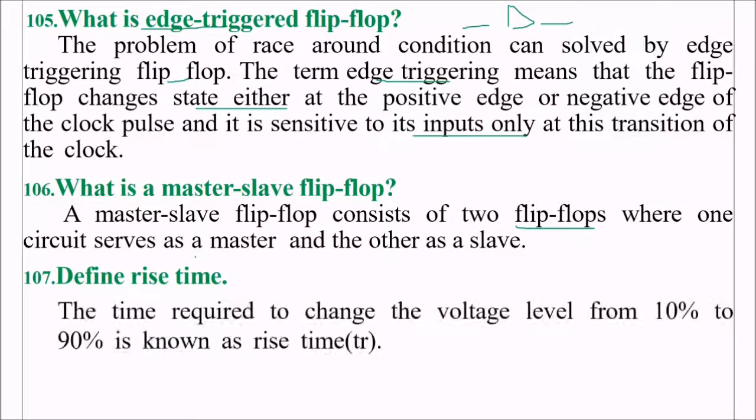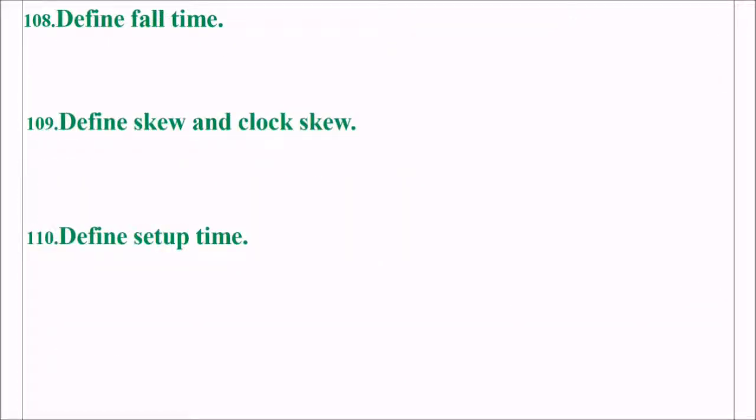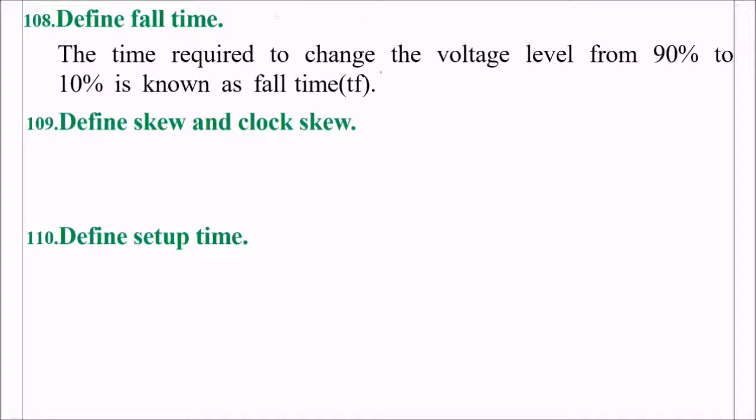Define rise time. What is a rise time? The time required to change the voltage level from 10% to 90% is known as the rise time. Next is define fall time. What is a fall time? The time required to change the voltage level from 90% to 10% is the fall time.